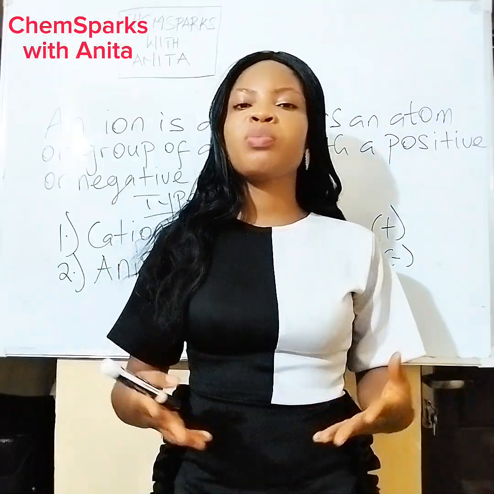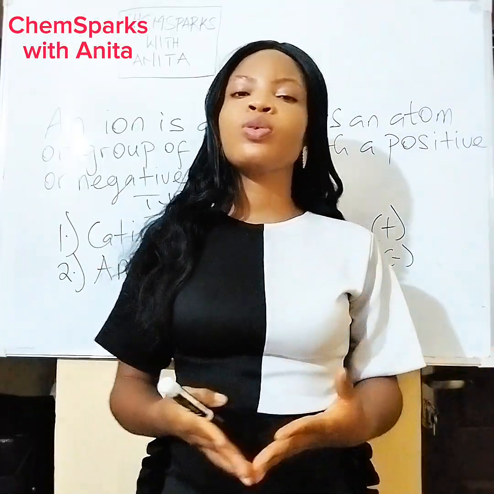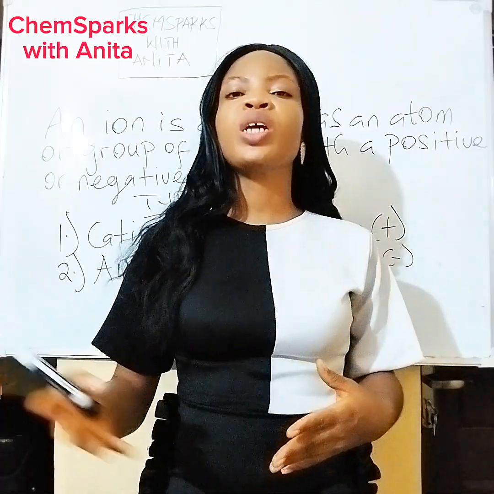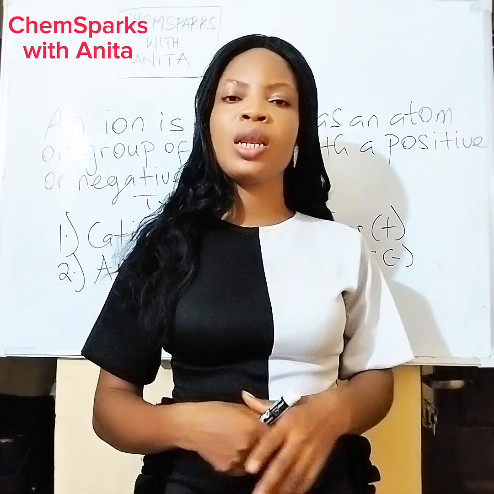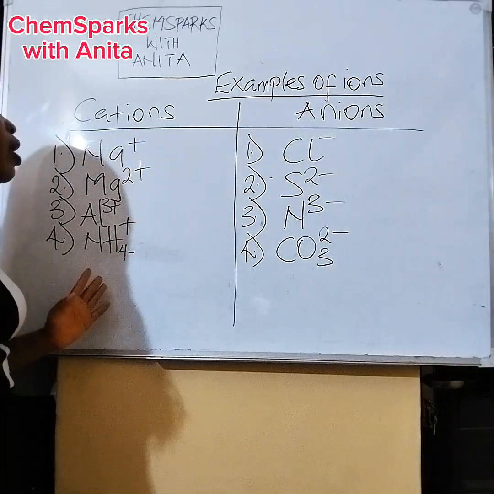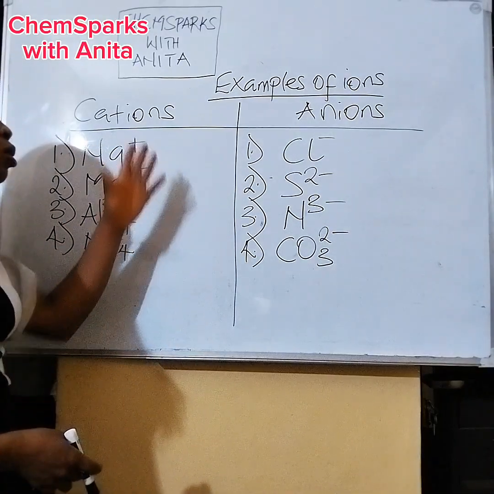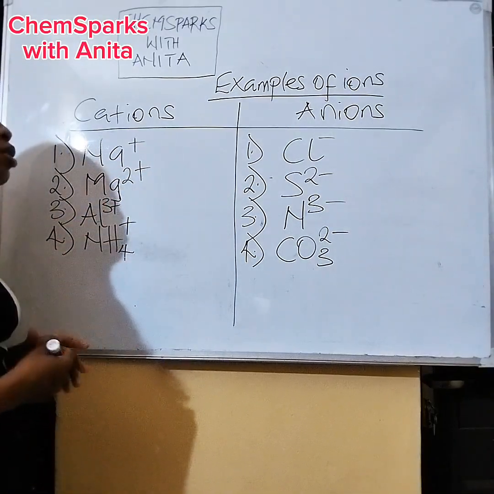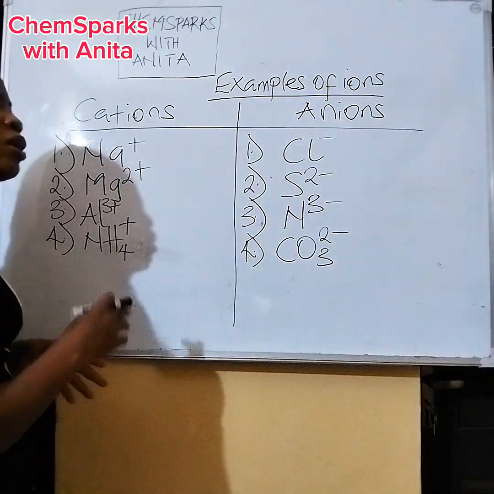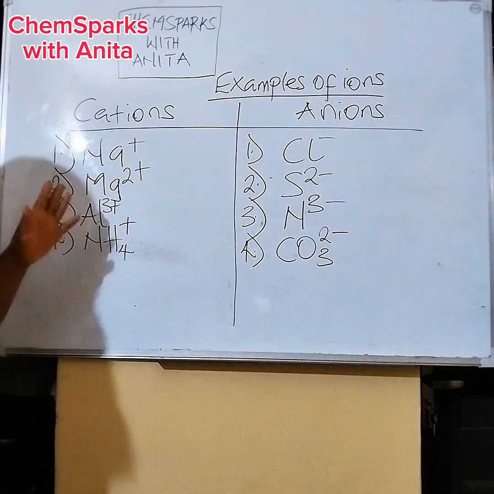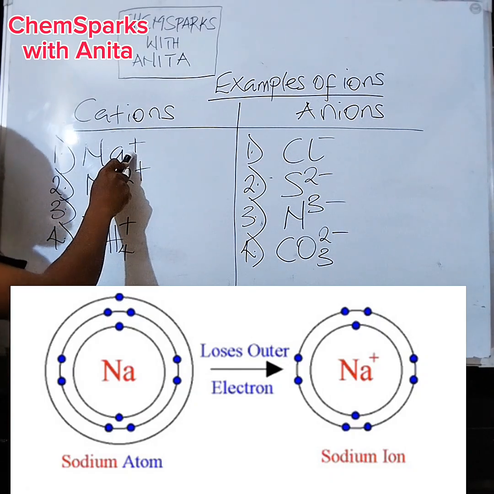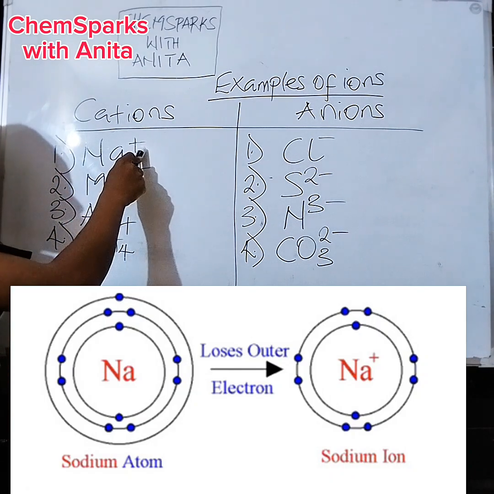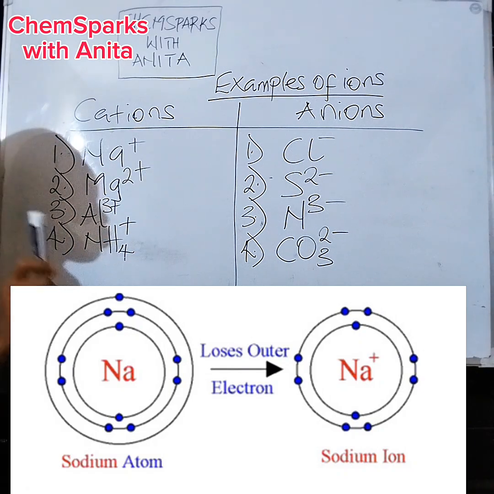Now let's look at some examples of these ions, and let's also get to know the atoms of which elements can lose electrons and the atoms of which elements can accept electrons. On the board, we have examples of ions. On one side are the cations, while on the other side of the board are the anions. For the cations, we have sodium ion. When you look at the charge of sodium ion, the charge is just plus. And this plus here shows that sodium has just one charge, okay?